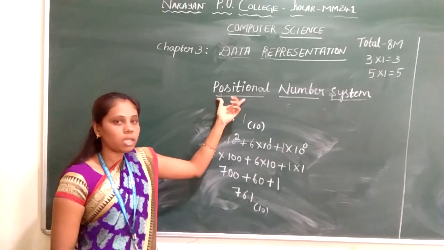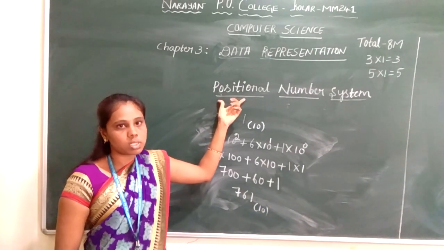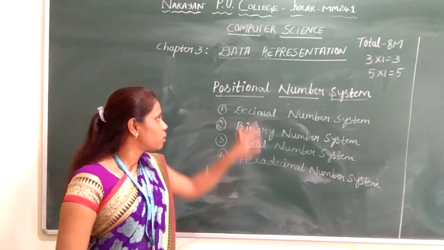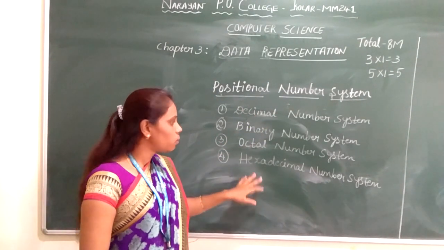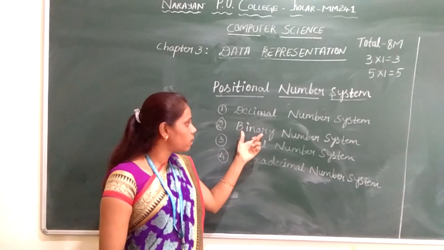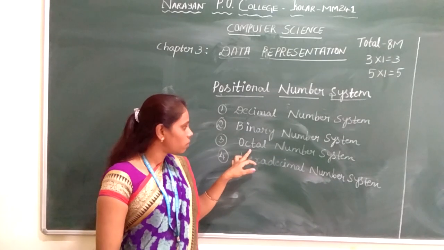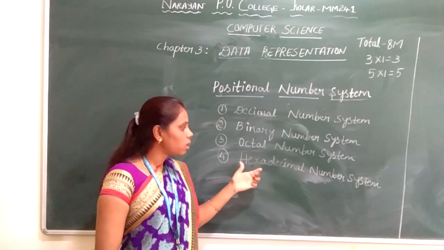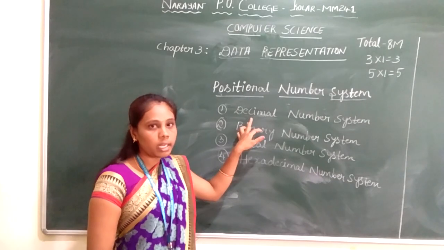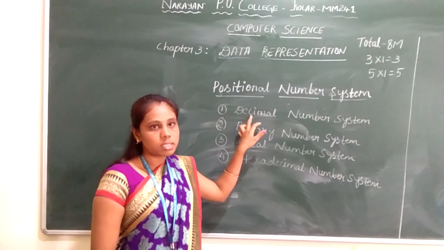We will see what are the different positional number systems we have in the next. This positional number system is divided into 4 different types. First one is the decimal number system, second one is the binary number system, third one is the octal number system, and last is the hexadecimal number system. Now we will see in detail what is the decimal number system.